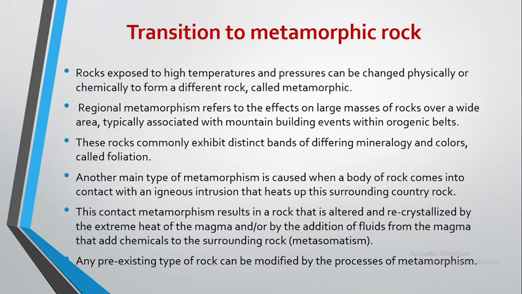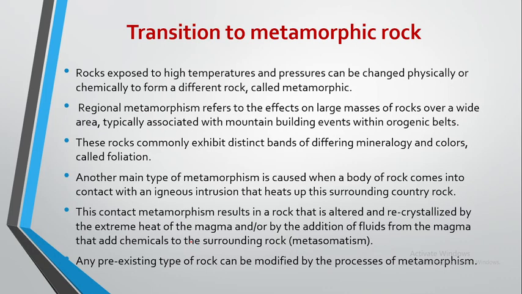The next type of metamorphism is contact metamorphism. It is caused when a body of rock comes into contact with another. When any kind of igneous intrusion comes into contact, it heats up the surrounding country rock. So how is contact metamorphism done? When an igneous intrusion happens in a nearby area, it produces heat in the surrounding rock, the country rock. Obviously, when it is overheated, that rock may also melt and mix with the magma, and a new kind of rock will be formed in that area. This process is known as contact metamorphism.